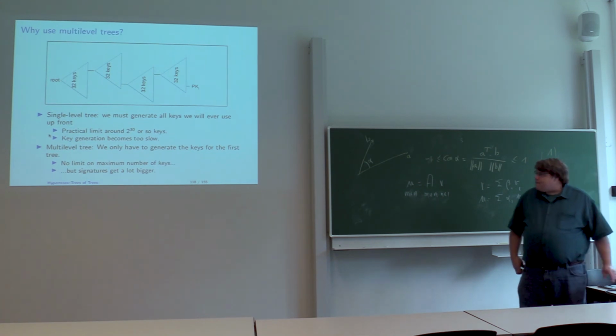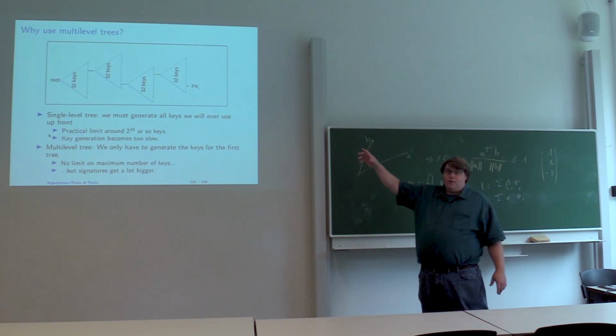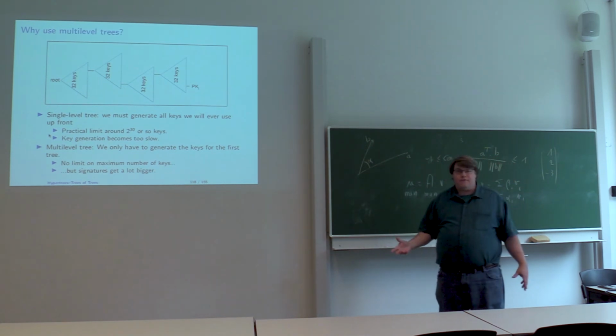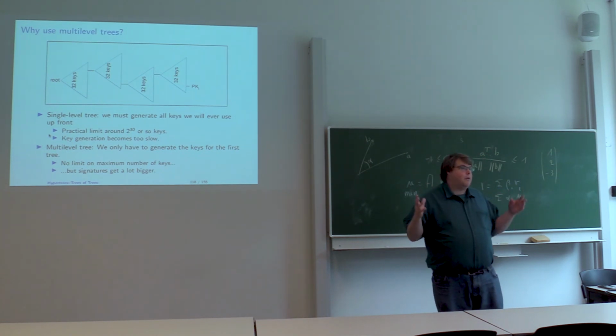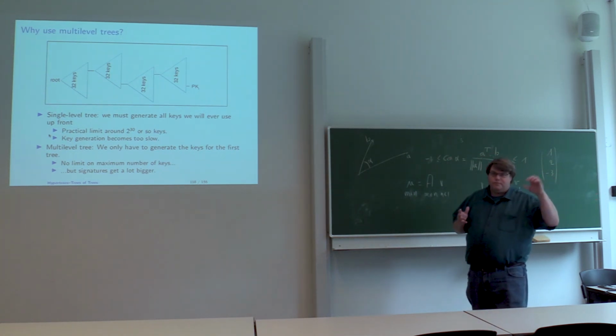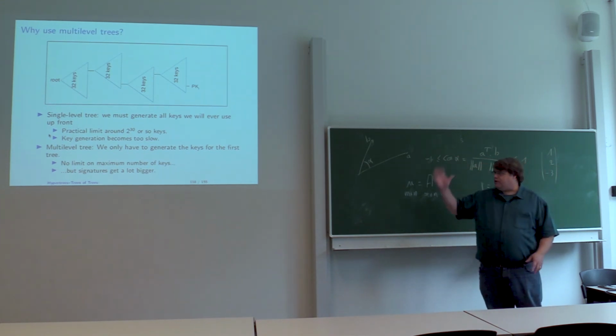So for a multi-level tree, we only have to generate the keys for the first tree, which means we can actually do this. We can have 2 to the 40 or 2 to the 60 possible keys and still be able to generate a public key and publish the root hash of this and start using it without having generated all these values.